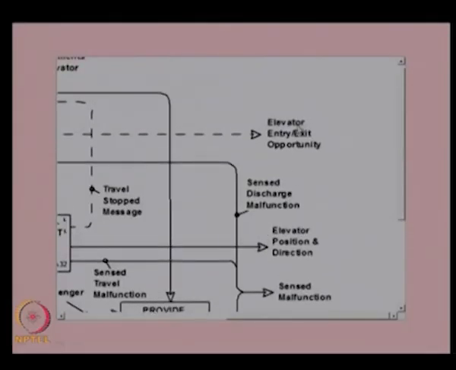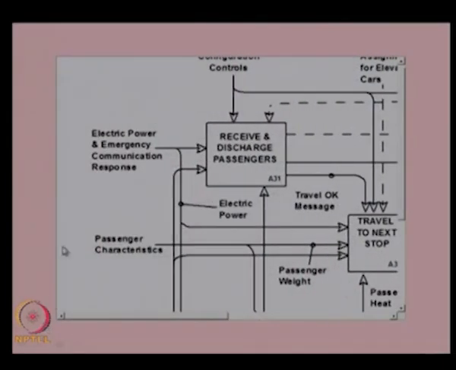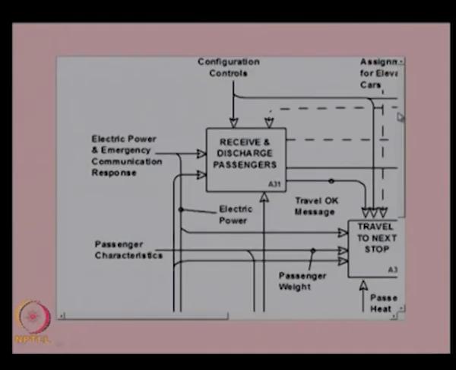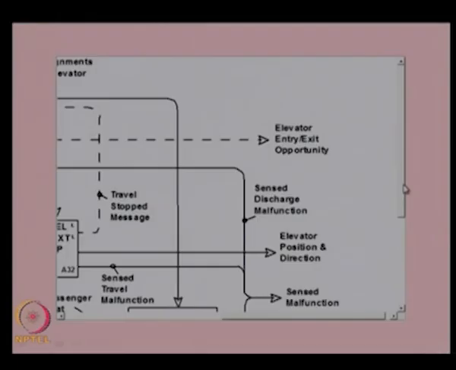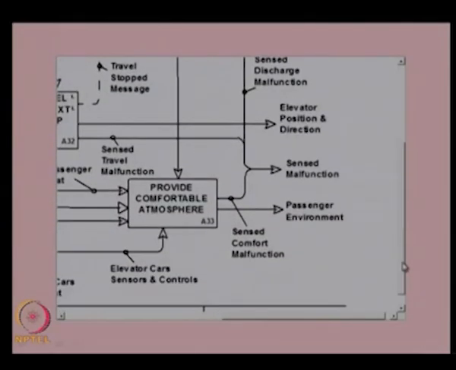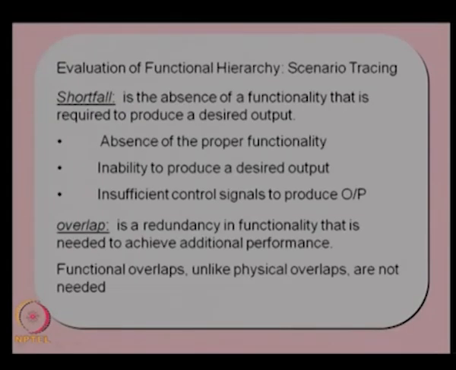and these are the outputs, and these are the inputs: electric power, emergency communication, passenger characteristics, and the control inputs are configuration controls and assignment of elevator cars. These are the control inputs coming to this A3 function, and these are the outputs coming from A3 function. And this A3 function is providing these outputs through sub functions A31, A32 and A33. So that is the way we divide these functions using an IDEF0 diagram.